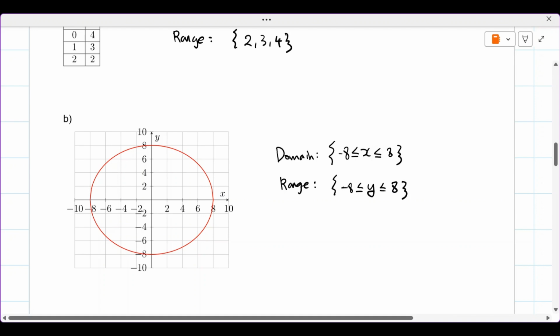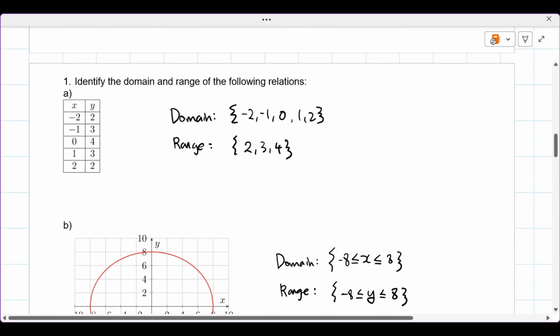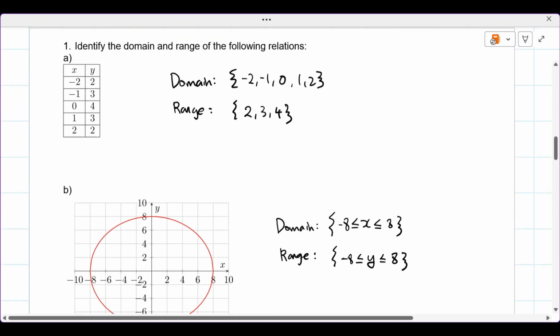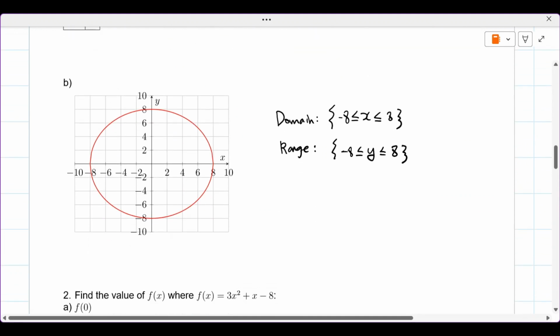So I think that's my domain and range of the first two parts. So remember that for the discrete data, we represent it with a list. For continuous data, we represent it using inequalities like this.